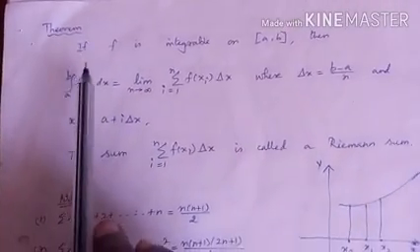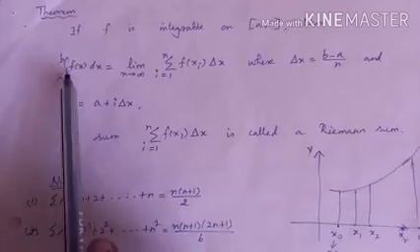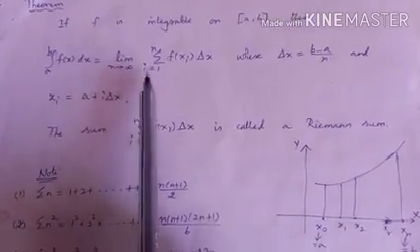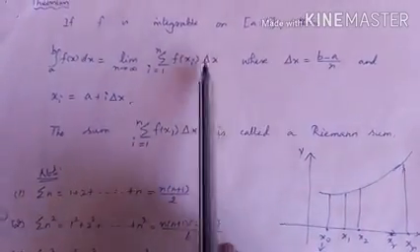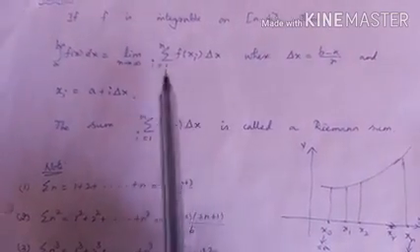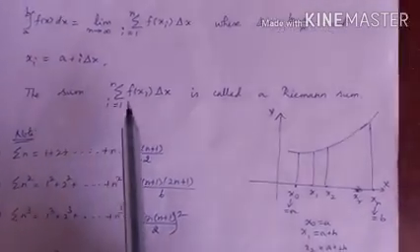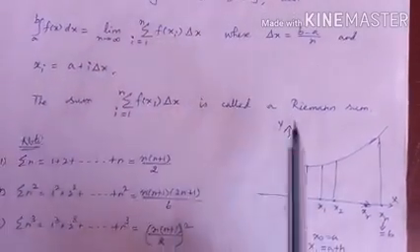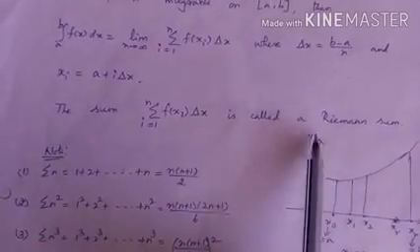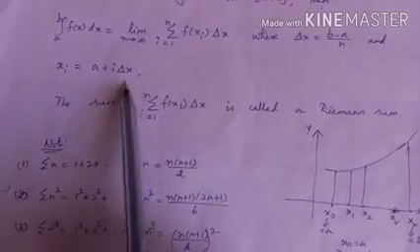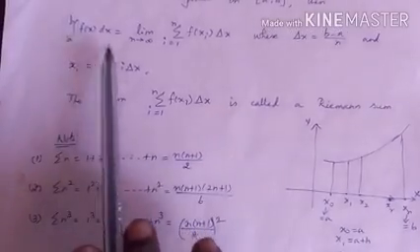Let us see the statement of the theorem. If f is integrable on the closed interval a comma b, then integral a to b f of x dx is limit n approaches infinity, summation i from 1 to n f of xi into delta x, where delta x equal to b minus a by n, and xi is equal to a plus i into delta x. This sum is called Riemann sum. Sometimes the question may be evaluate the integral using Riemann sum. Sometimes the question may be find Riemann sum. If they ask us to find Riemann sum, it is enough to find this one. If they ask us to evaluate the integral, then we must use this.